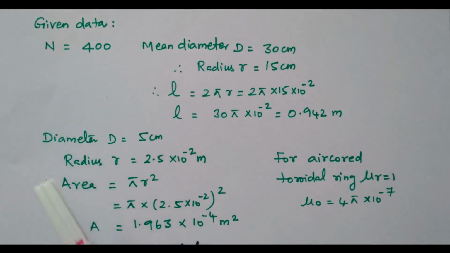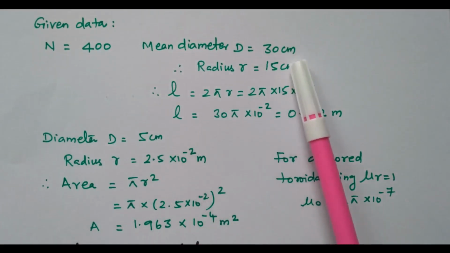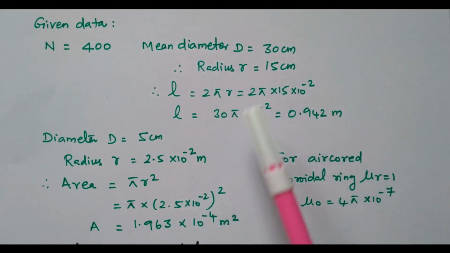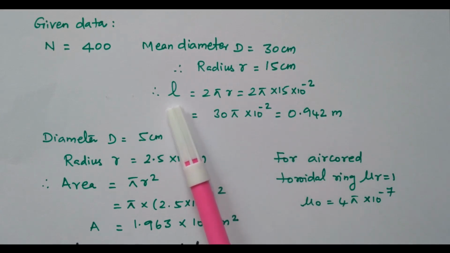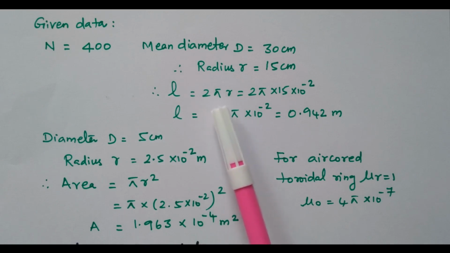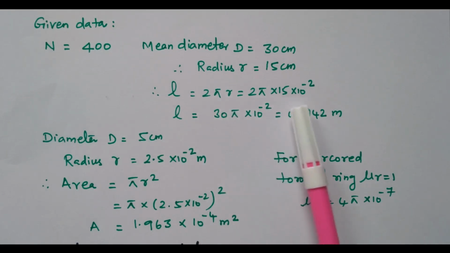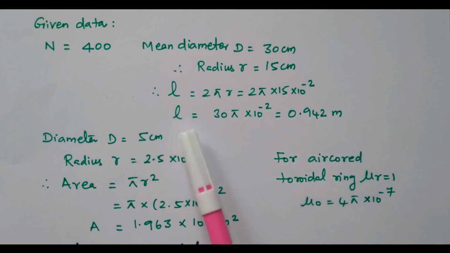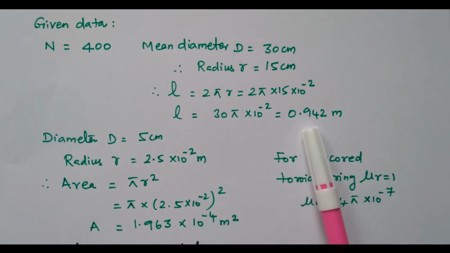The number of turns is 400. Mean diameter given is 30 centimeter, so the radius equals 30 divided by 2, 15 centimeter. From this radius we can find the length of the magnetic path. The length is nothing but the circumference, because it is a circular ring. So 2 pi r, where r is 15 into 10 to the power minus 2. By simplifying, we got 30 pi into 10 to the power minus 2, that is 0.942 meter. The length of the magnetic path is 0.942 meter, calculated from the circumference.